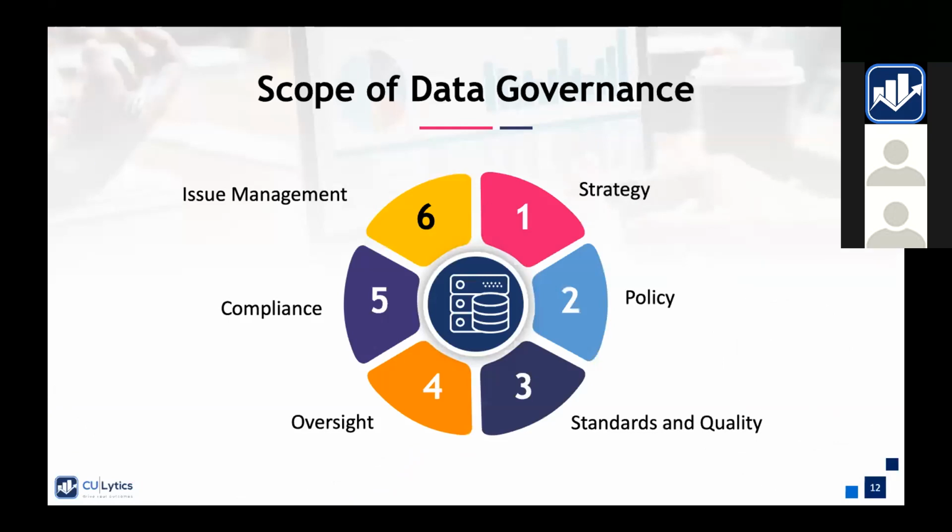When we think about the overall scope, we, of course, start with the strategy, and then we think about the policies that should be put in place so that we are able to manage the standards and the quality. There should be appropriate oversight on top of the data governance activities, and then there has to be some sort of audit compliance requirements so that we are able to manage and report on those. And issue management becomes a pretty important aspect: if there are any variances, any differences that we are finding as part of this process, how are we going to manage and resolve those issues as they come across?